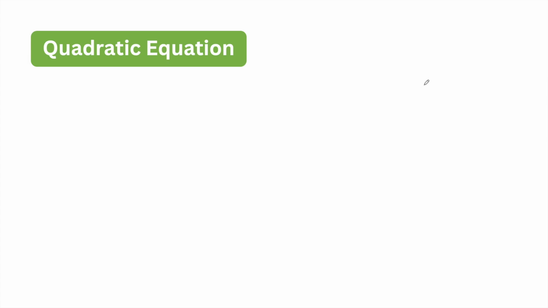First of all, we will learn about quadratic equation. So quadratic equation is a polynomial equation of second degree. Let me just write the definition for you. Quadratic equation is polynomial equation of second degree.